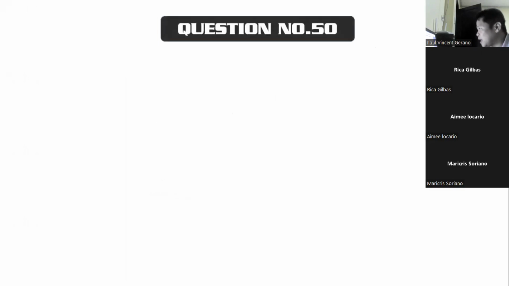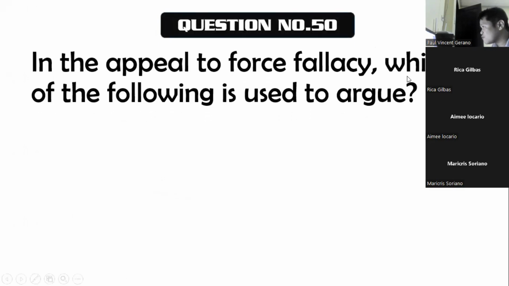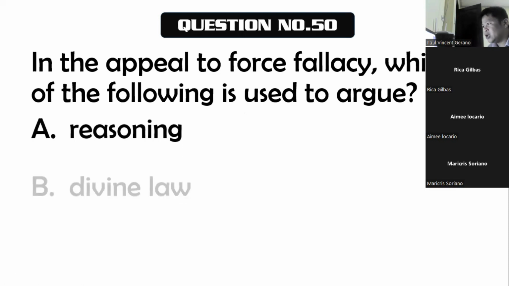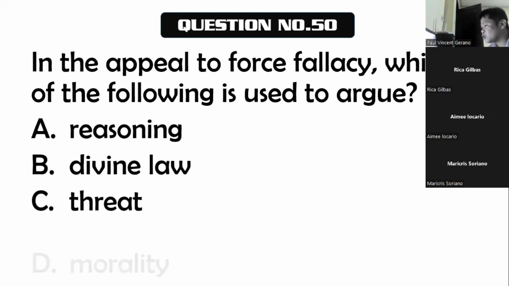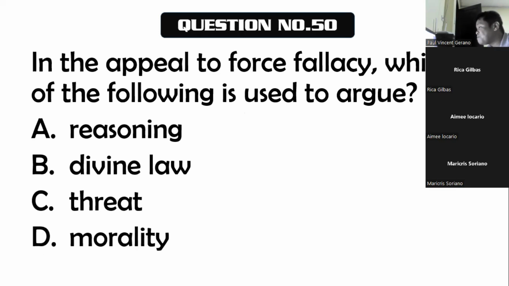And last number. I hope 29 na ang score or more na yung score niyo diyan, kasi ang sinet ko na passing is 30, hindi 25. Last number. In the appeal to force fallacy, this is logical fallacy, part of logic. Which of the following is used to argue? A, reasoning. B, divine law. C, threat. D, morality. Remember, appeal to force. Okay, fallacy. Fallacy is incorrect reasoning, right? What's the answer? Appeal to force. Threat. Correct.